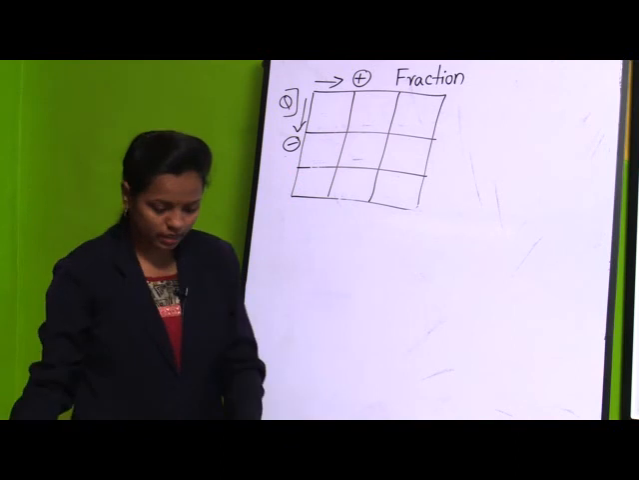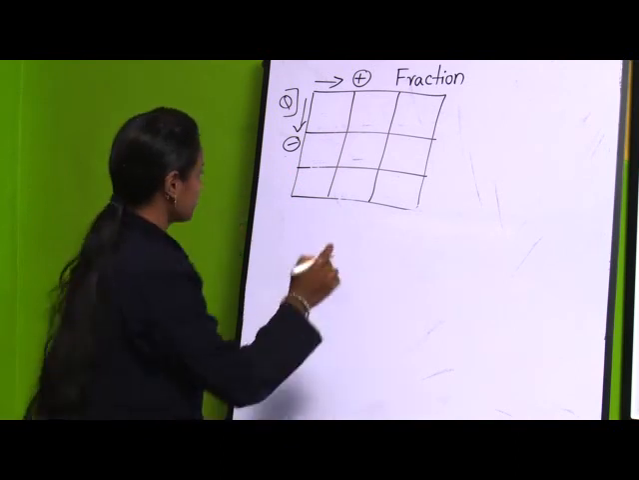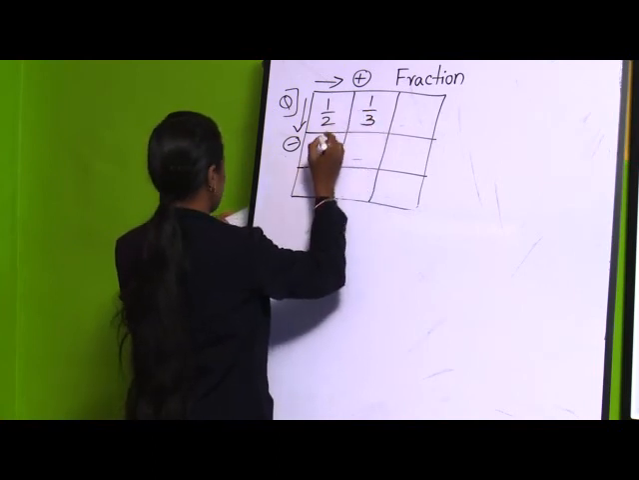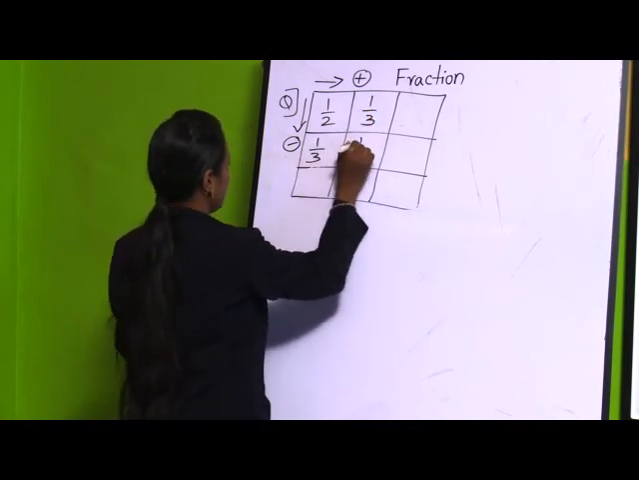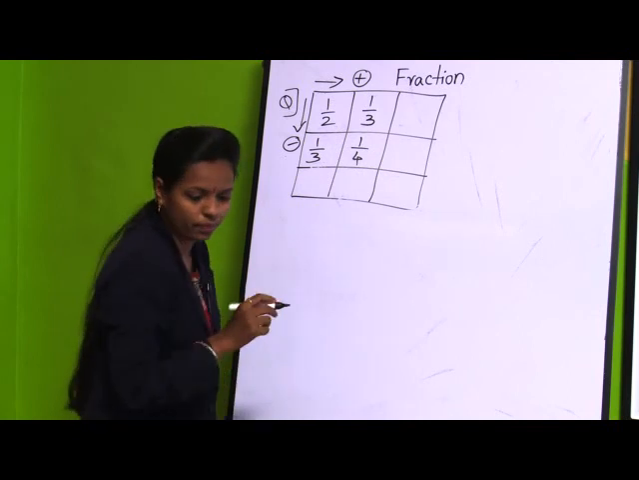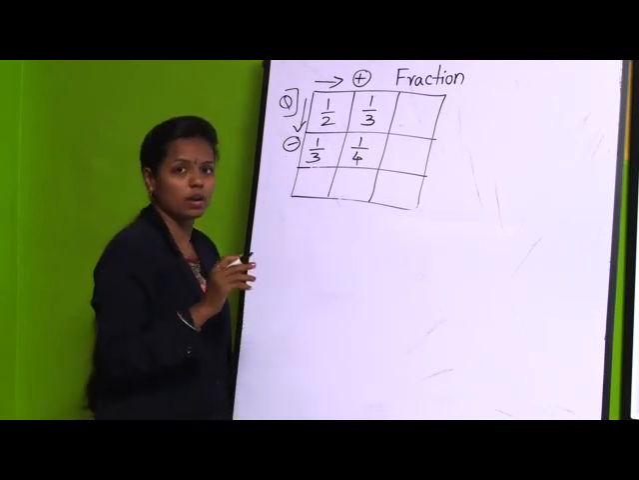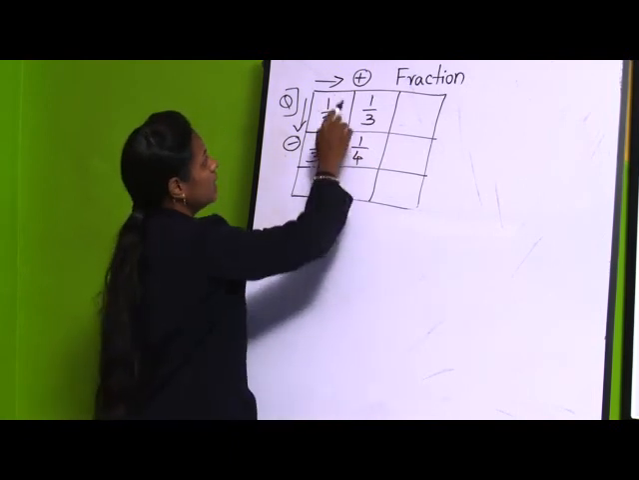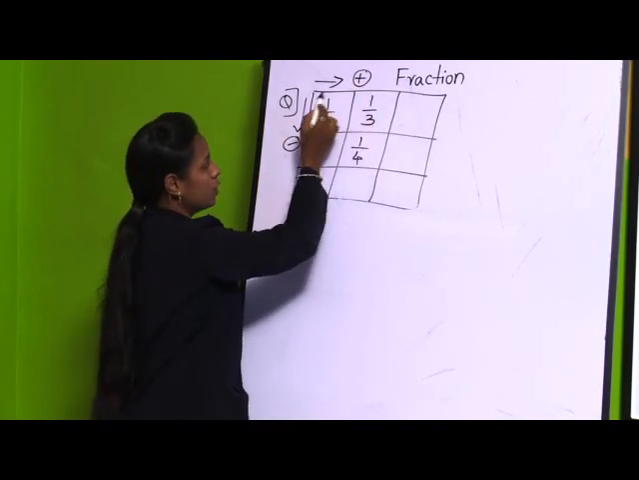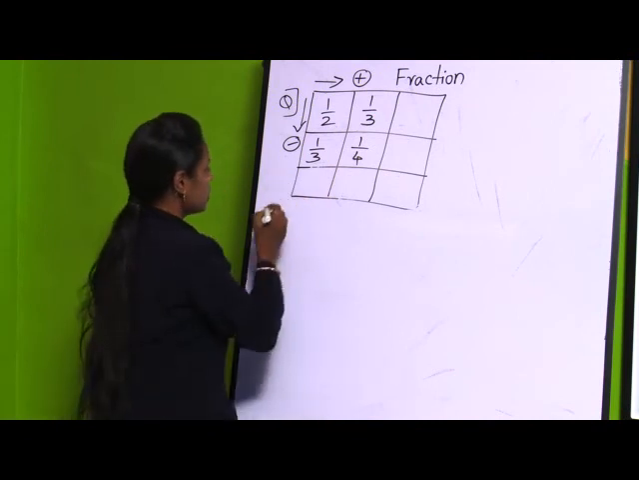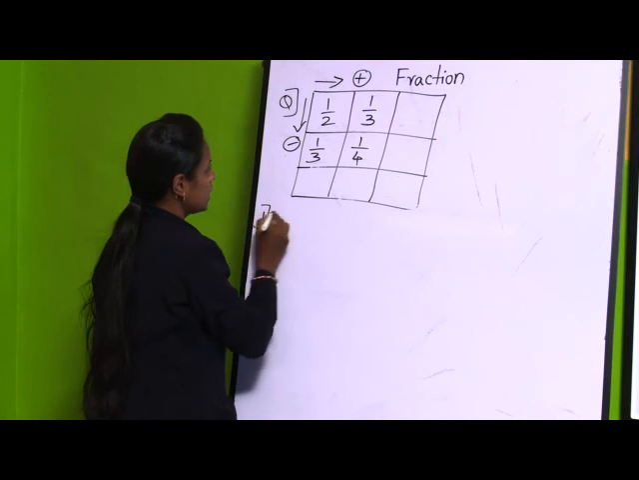So we have the next question as 1 by 2, 1 by 3, then 1 by 3 and 1 by 4. Okay. Now students, again this is the same question that we have solved earlier. Here if we go horizontally we have to do the addition, and if we go vertically down we have to do the subtraction. So we will solve it stepwise.